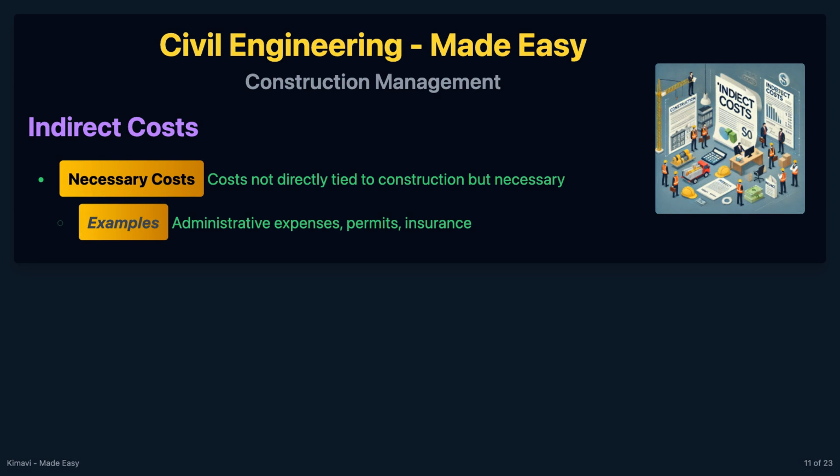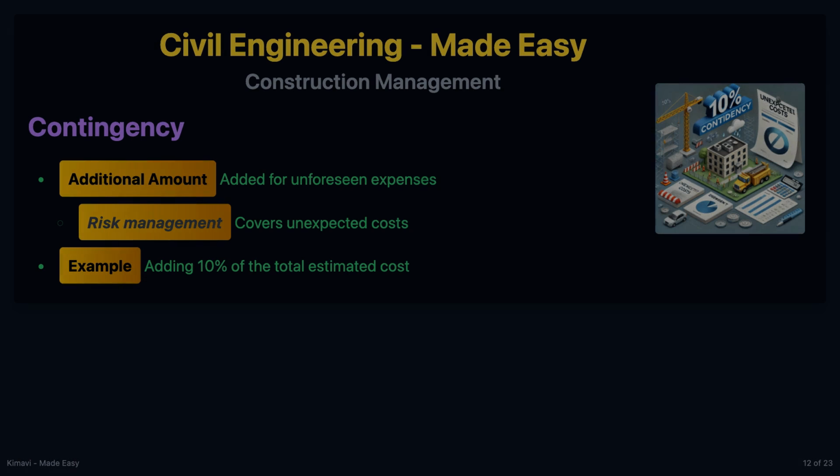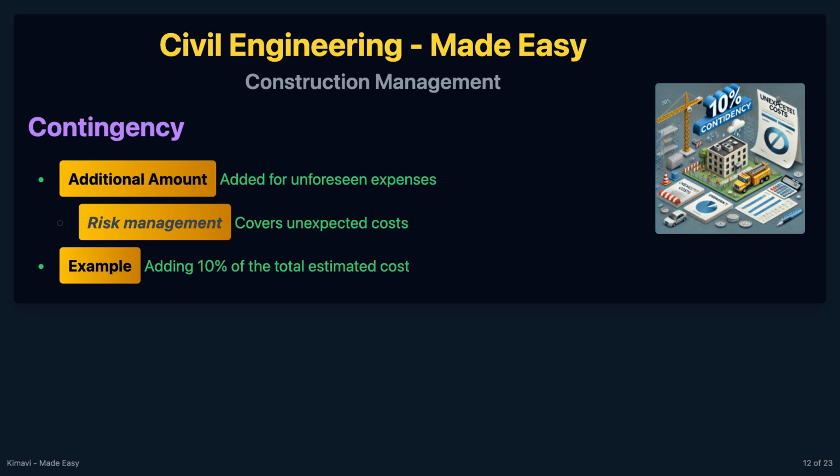Indirect costs are not directly tied to construction activities, but are necessary for project completion. Examples include administrative expenses, permits, and insurance. Contingency is an additional amount added to the estimate to cover unforeseen expenses. For example, adding 10% of the total estimated cost to account for unexpected issues.